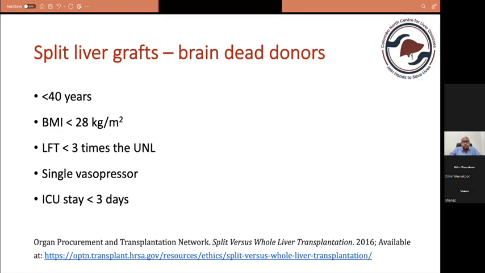Even if they're splittable, we have to do this in an unfamiliar setup, because we have to go to the donor hospital and the split will be done in an unfamiliar place where there's no proper equipment. So split liver grafting in the Sri Lankan setting is slightly difficult compared to living donation, but it has been done.